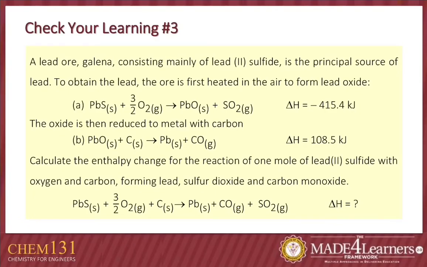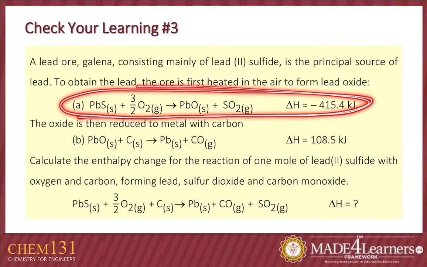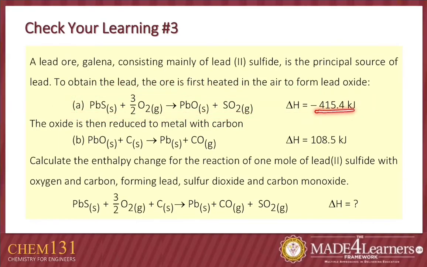Alright? Check your learning number 3. A lead ore, galena, consisting mainly of lead(II) sulfide or plumbous sulfide, is the principal source of lead. To obtain the lead, the ore is first heated in the air to form lead oxide with a given equation. So it is an exothermic reaction. It releases 415.4 kilojoules of heat.